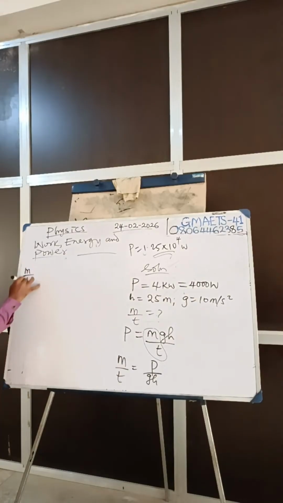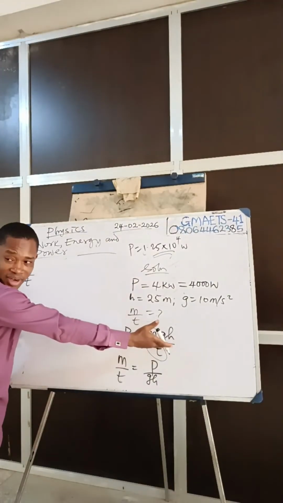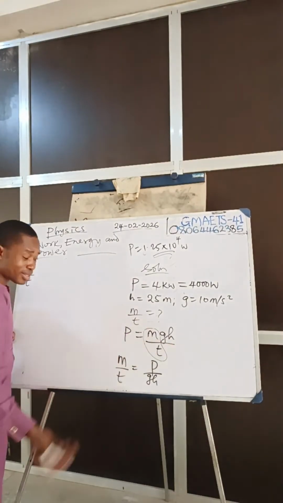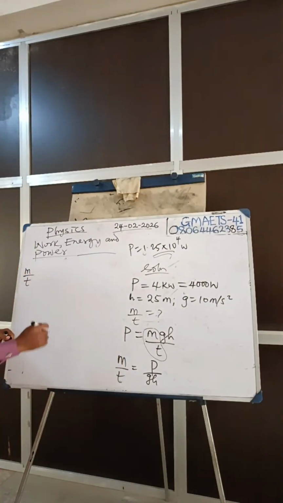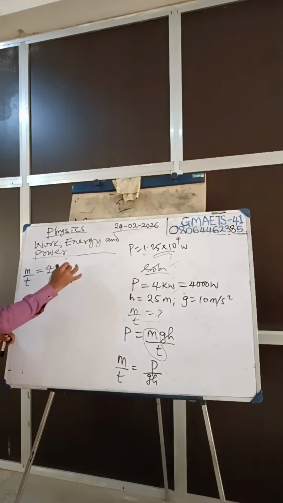Let's substitute. If you like, in the exam hall, you substitute here and then make M over T the subject. You must not make it subject before substituting. The choice is yours. Our power is 4,000, isn't it? Then GH: G is 10, and then we have 25. So this is going to be 4,000 over 250, is that not so?